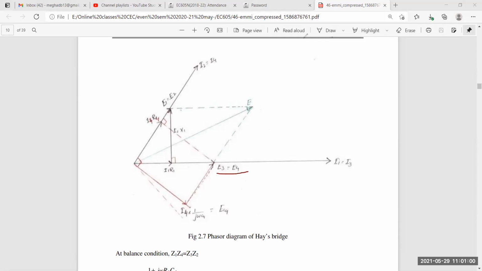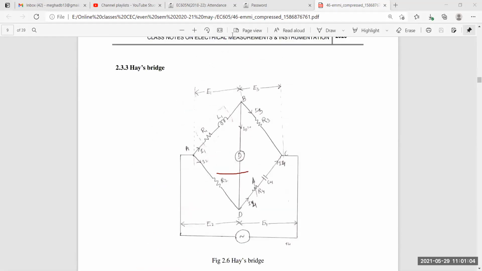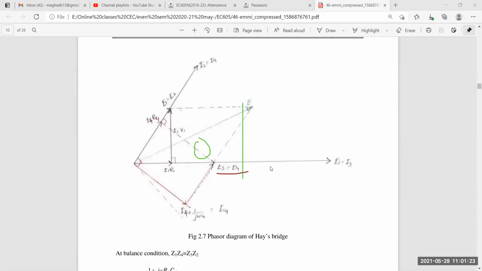BD arm means which one? Look into the previous arm. Where is current I1? This is the current I1. Let me show you. Okay, this is the current I1 flowing. I1 is flowing through BD, it will start from here and flow through BD in balance condition.